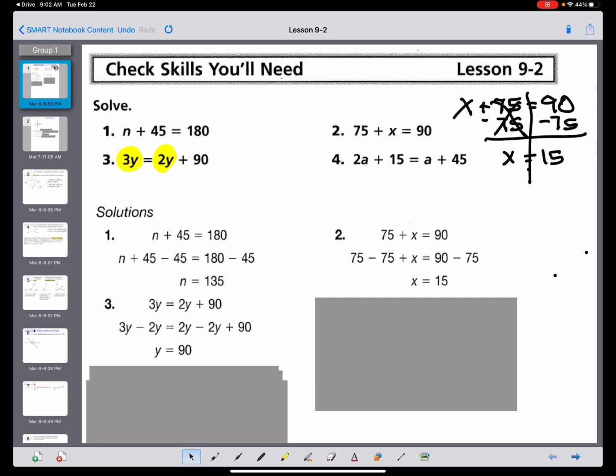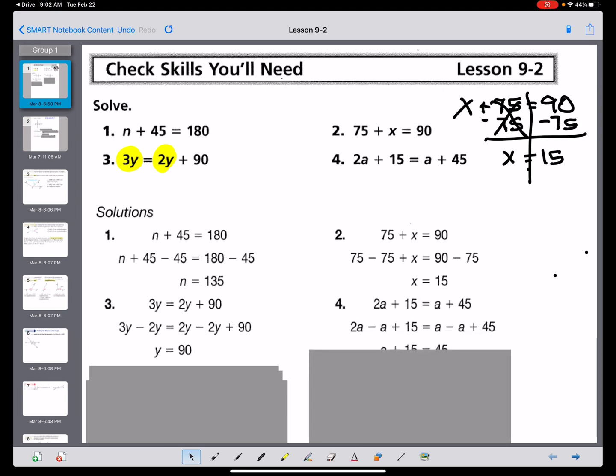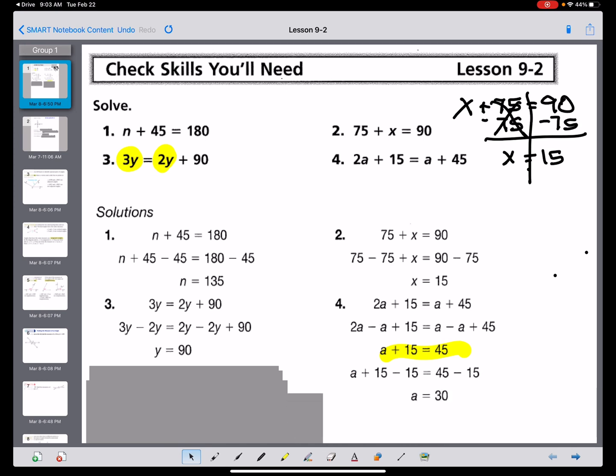In our last example, I see another one where we have two variables. So we subtract off the variable a, and we're ending with a plus 15 equals 45. Then you subtract 15 from both sides to find out that the value of a is 30.